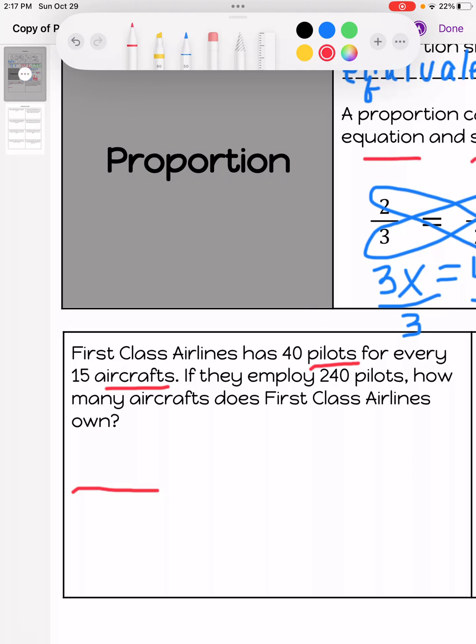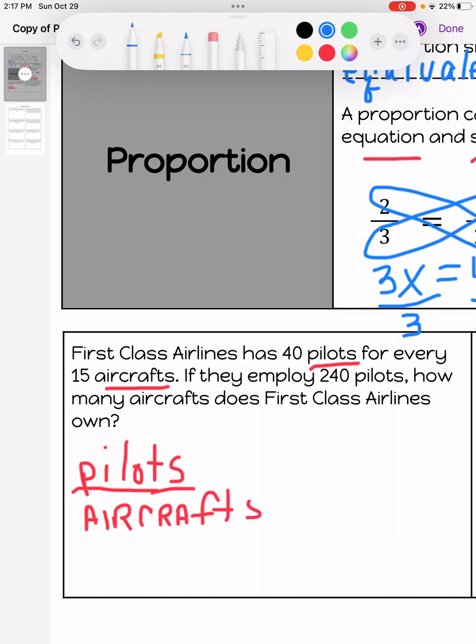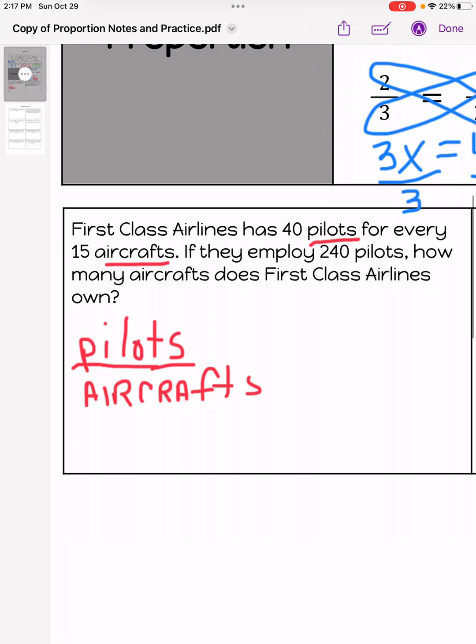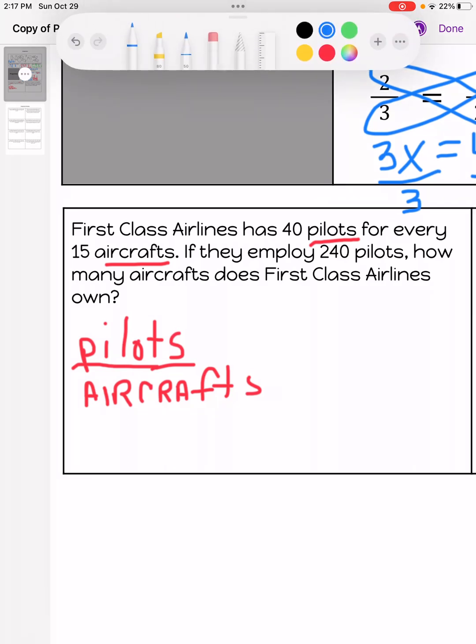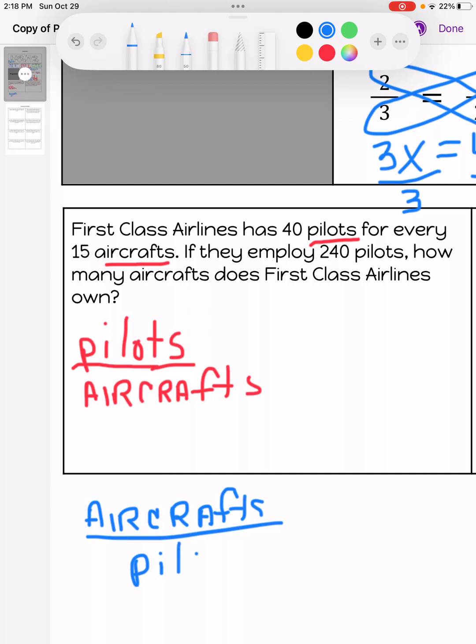In this case, I'm going to put pilots on top and aircrafts on bottom. But what I want to tell you is you could do it the other way. You could put aircrafts on top and pilots on bottom. You have a choice here. It doesn't matter, but it's important that you know what you're putting where.